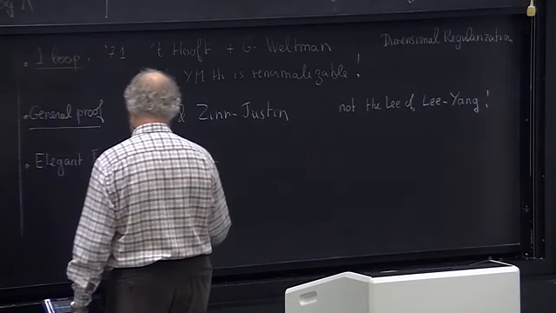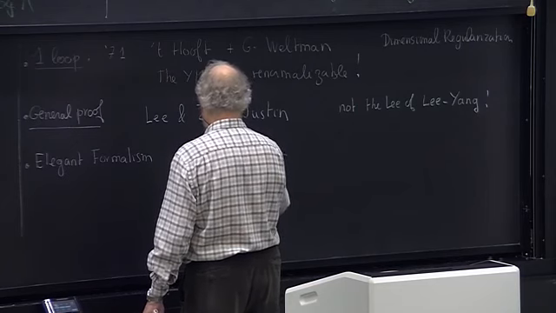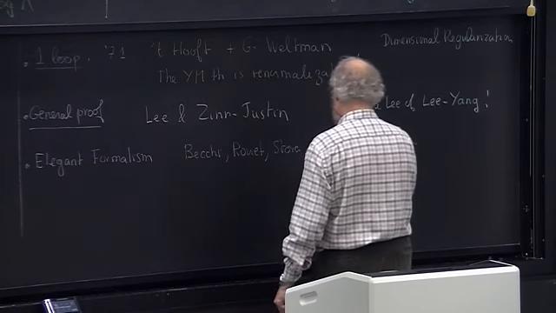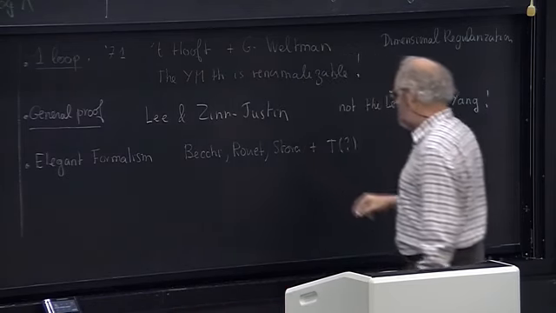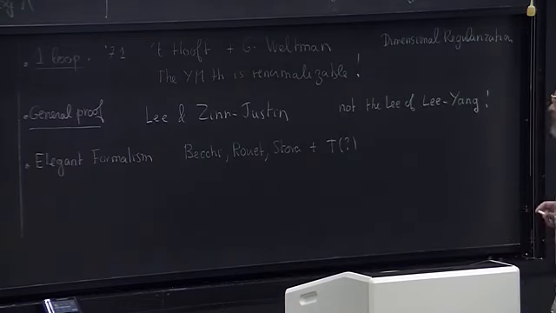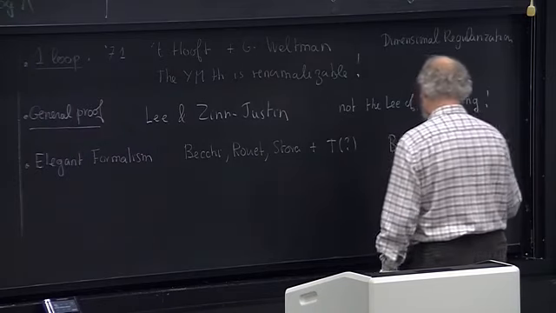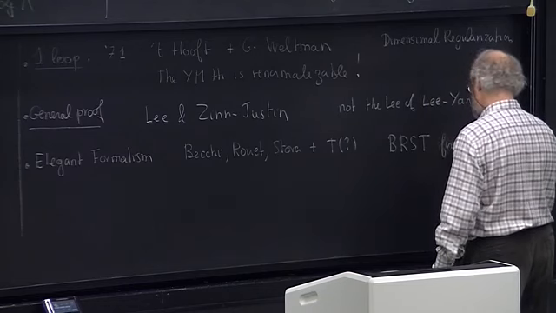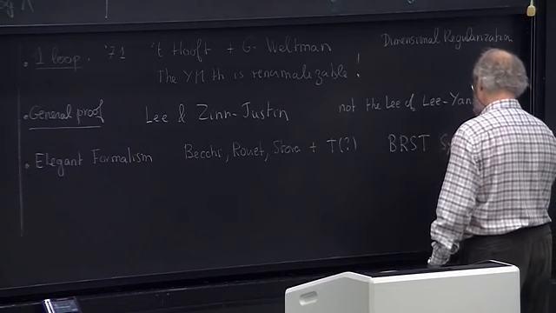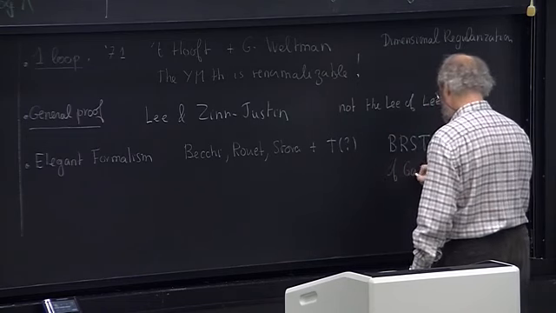An elegant and important formalism was provided by Becchi, Rouet, Stora, plus some Russian guy who independently, his name starts with T, but I'm unable to spell it correctly. This is called the BRST formalism. In fact, they show that there is a symmetry of the gauge fixed action.